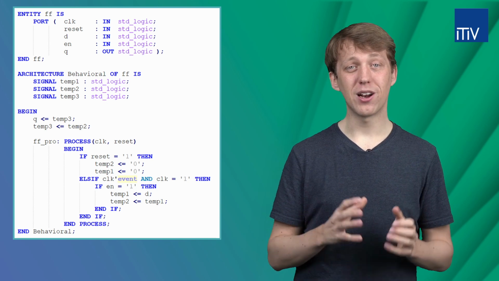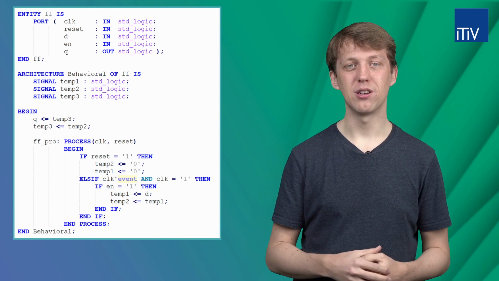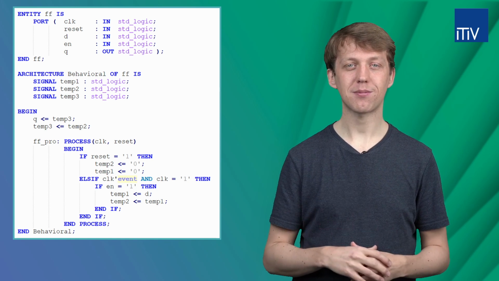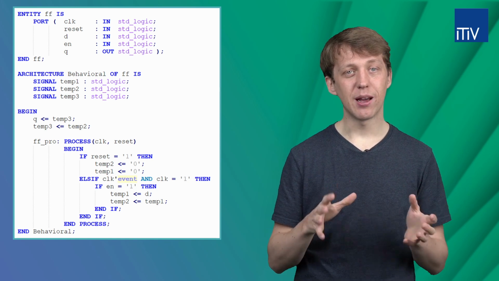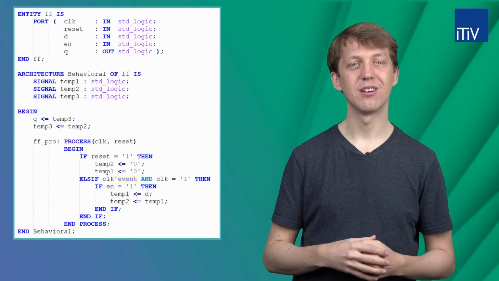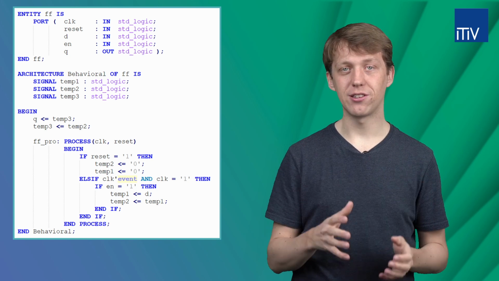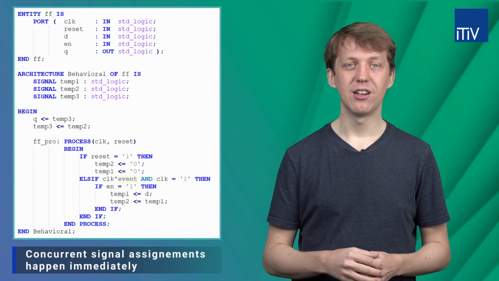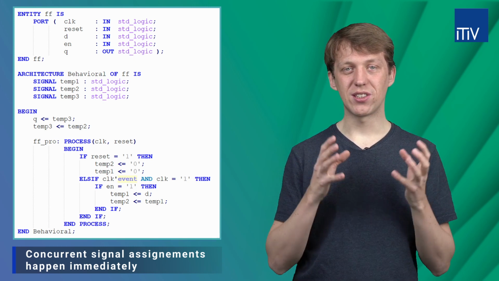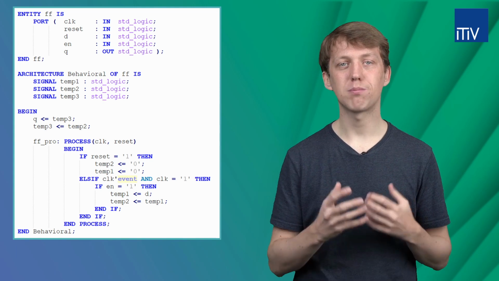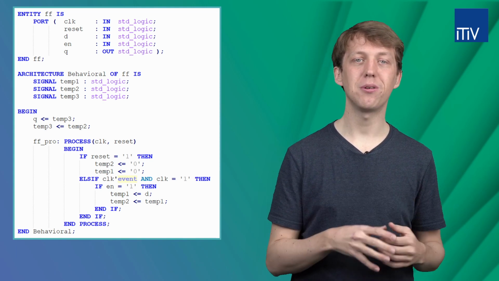The first 2 lines of the architectural description show the assignment of Q and temp3. As you can see, temp3 is set by temp2 and assigned to Q. Since these are concurrent statements, they happen immediately. Hence, we achieve the same behavior when we would replace those 2 lines just by assigning signal temp2 to Q.